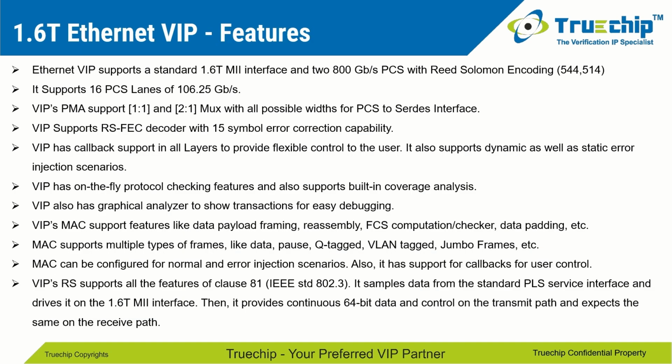Moving forward, let's discuss some of the basic features of 1.60 Ethernet VIP. The 1.60 Ethernet VIP supports a standard 1.60 MI interface and two 800 Gbps PCS with Reed-Solomon encoding, and the encoding which is used here is 514 to 544. It supports 16 PCS lanes of 106.25 Gbps.